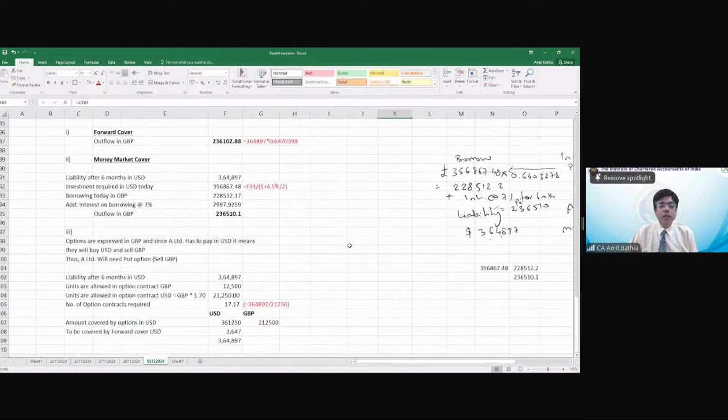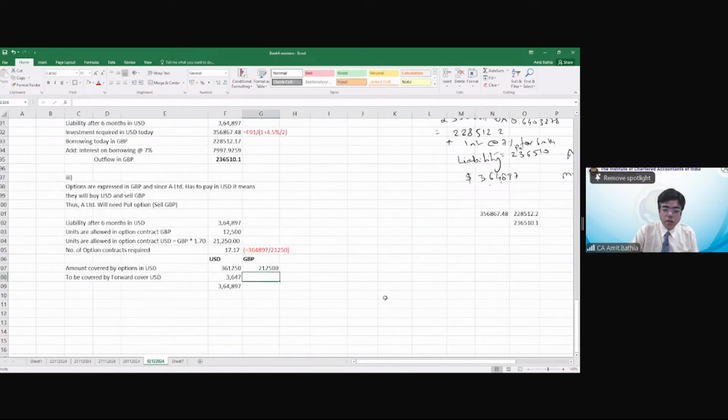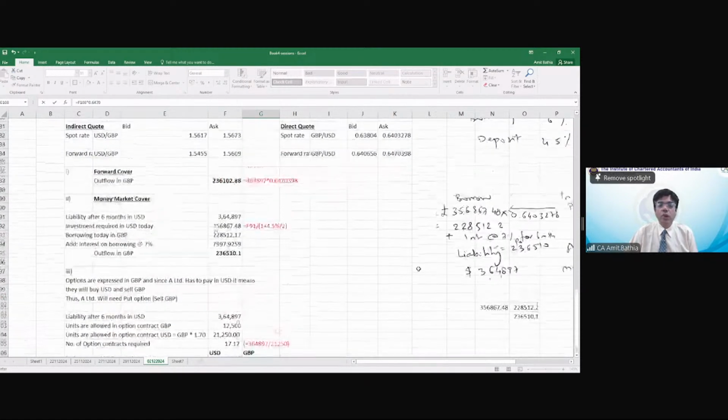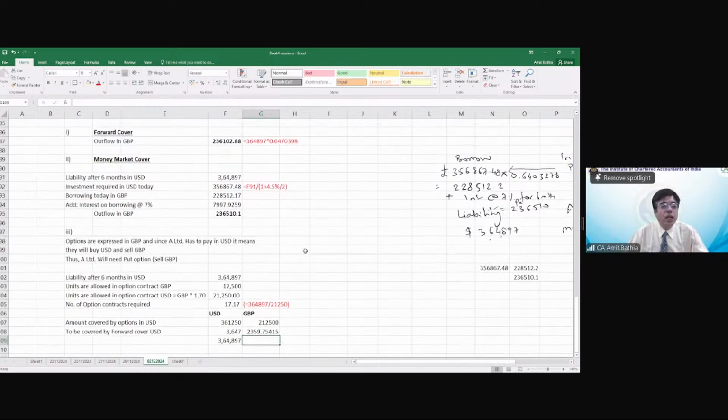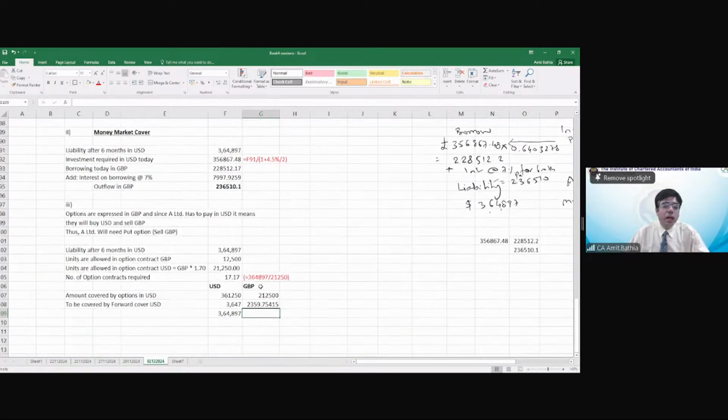So it will be at the forward rate equal to 3,647 into 0.6470. We have already established these rates, right? I hope everybody is able to follow that. Why am I taking the ask rate? Because I will need to buy USD in the forward, right? If you're not able to follow, you can go back to our option one as well. That is what we had done in option one, remember? So it is very identical to that. The only difference being the amount you have taken is lesser.